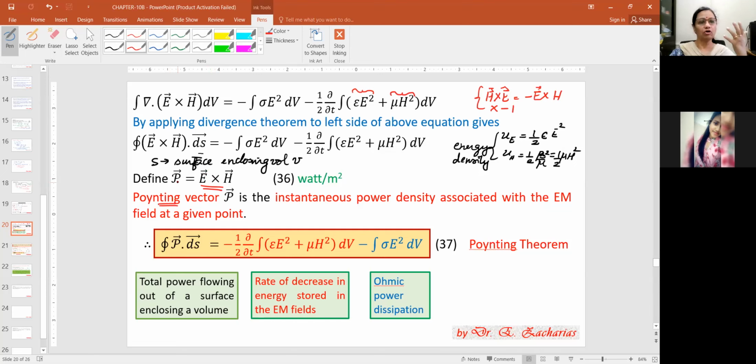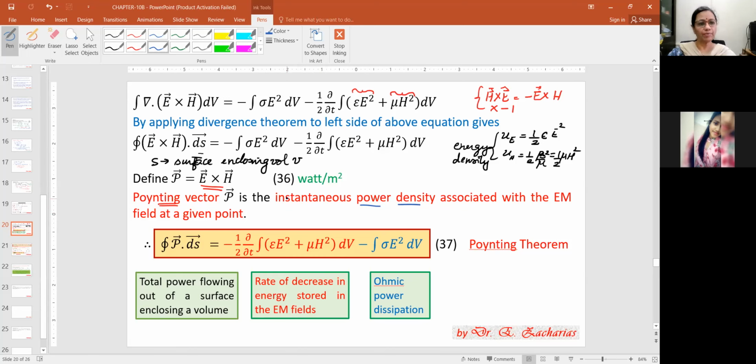And what is the interpretation of P? The interpretation of P is that it is the instantaneous, see every word has got a meaning here, instantaneous power density associated with the electric field at a given point. That means at every point in space it will have a value. Instantaneous means what? At that instant of time, you're taking a small time interval dt, and then at that instant of time, at a point xyz in space, you're talking about the power density. I hope this is clear to you. Okay, so it's called the instantaneous power density.